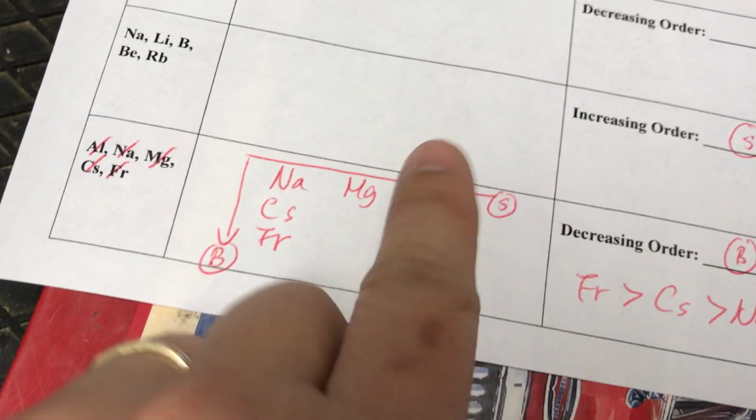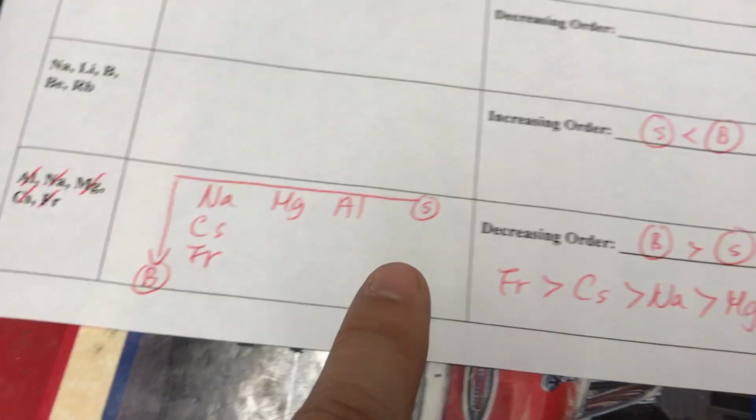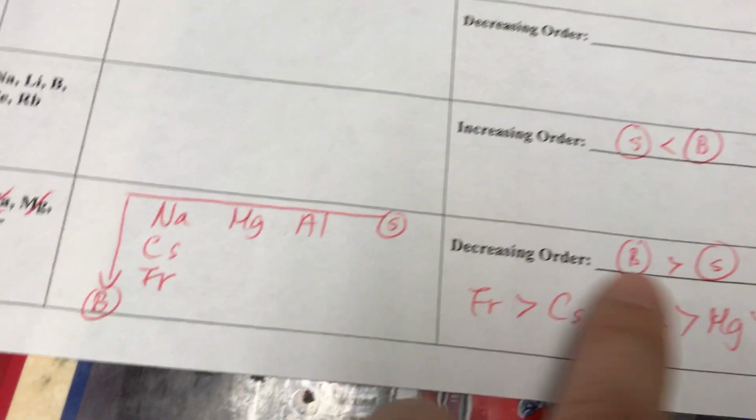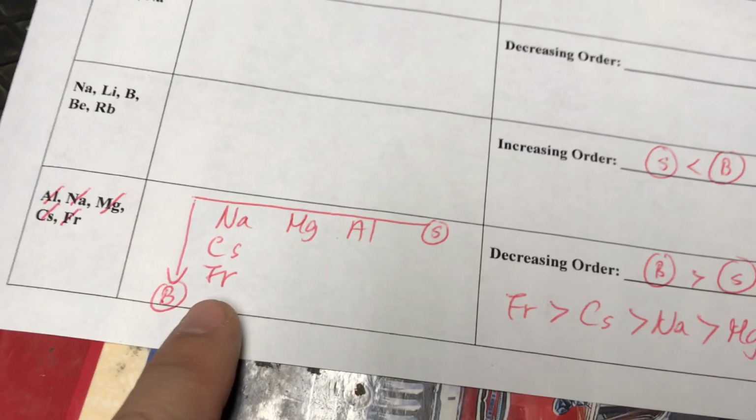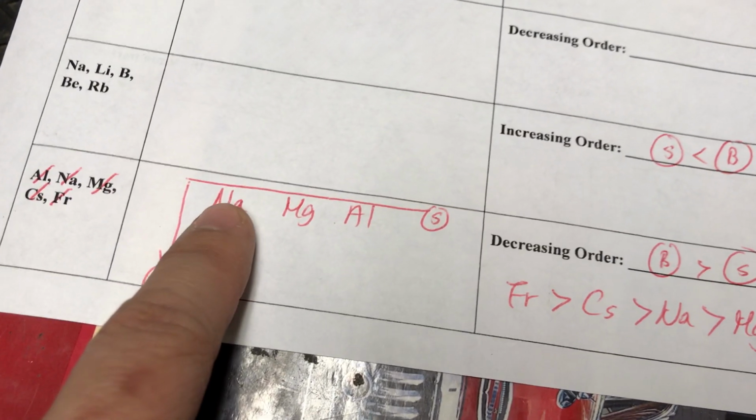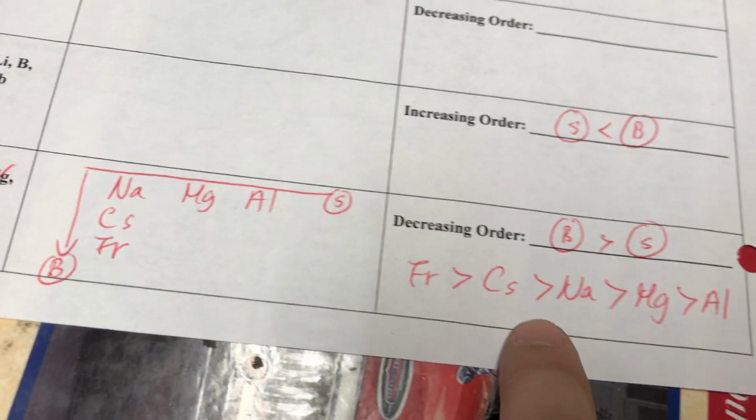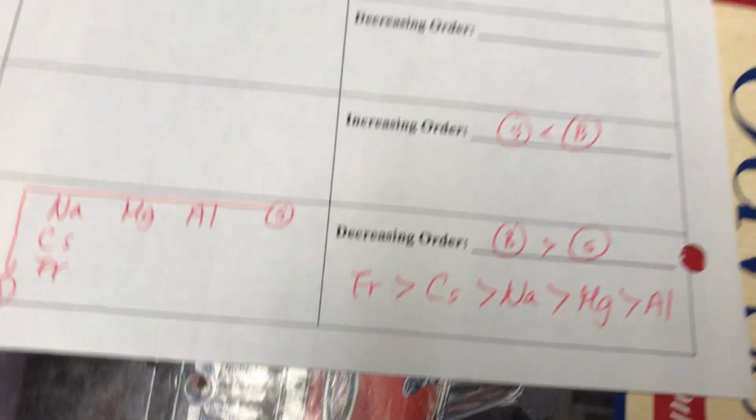So we copy the elements' positions right here. We draw the trend. And then we say, okay, decreasing is from big to small. So where do we start from? We should start from Fr, Cs, Na, Mg, and Al. And we're going to use this symbol all the time. So this is the answer.